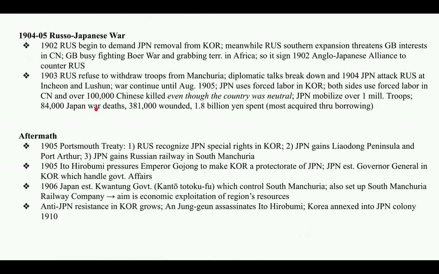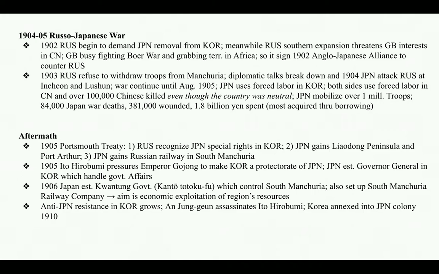And then the next major conflict was the 1904-1905 Russo-Japanese War, just 10 years later. So, as I mentioned, the Sino-Japanese War was fought mainly over control in Korea.